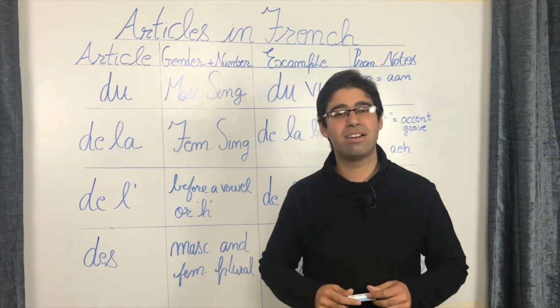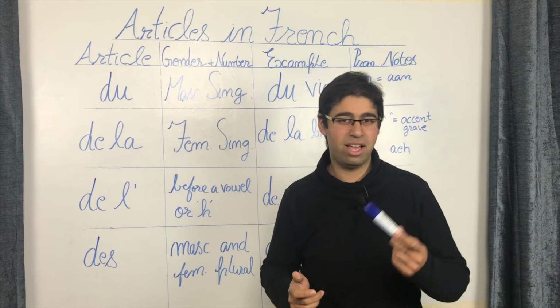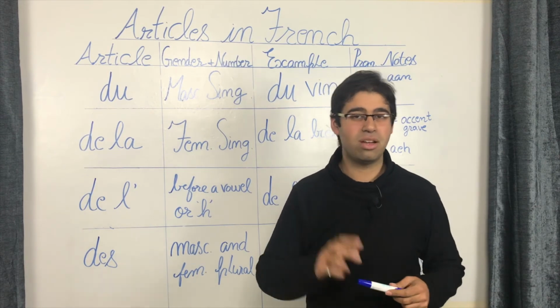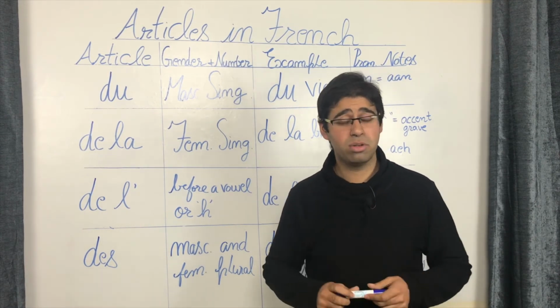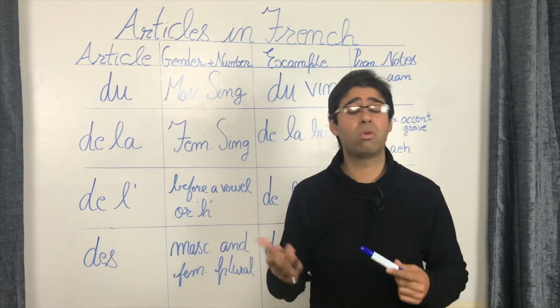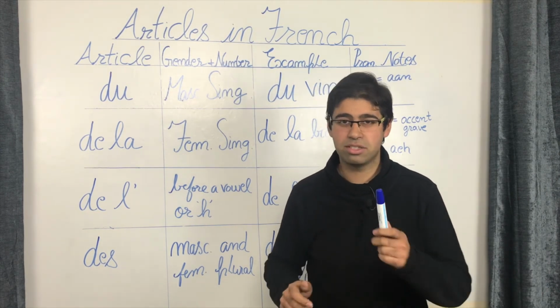Alright, so we finally arrive at the articles some and any. Now, as you know, some and any are used in two scenarios: A, when you have uncountable quantities, and B, when you have unknown quantities of countable nouns. So let's just get into it right away.